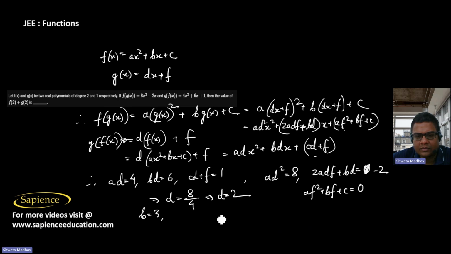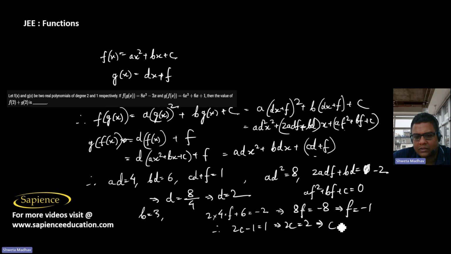And then from here, bd we know, ad also. So from here f we can find. So it is 2 ad, 2 into 4 into f plus BD, that is 6, that is equal to -2. So therefore 8F, that is equal to -2 minus 6, that is -8. So F equal to -1. F is -1, so therefore C into D is 2. So 2C minus 1, that is equal to 1. So 2C equal to 2. So therefore C equal to 1. So C is 1.